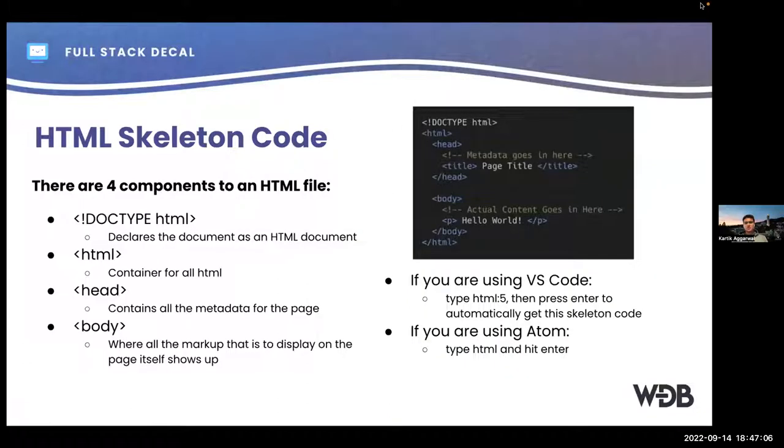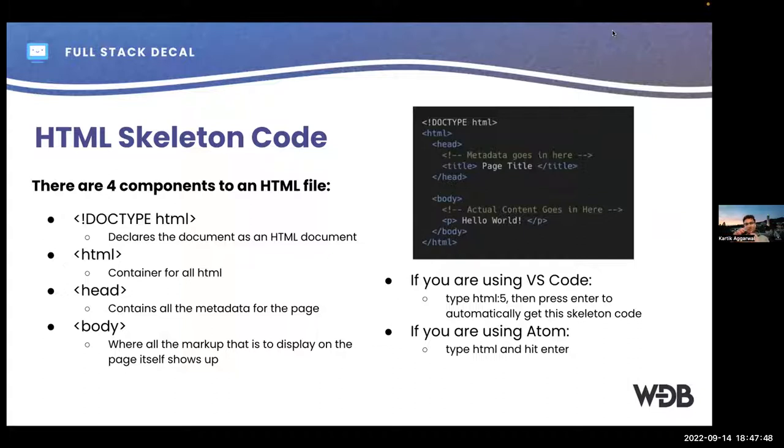Moving on, this is the basic HTML skeleton code, and it's mainly divided into four components. The first line is the doctype HTML. It just defines for the computer that this will be an HTML document, so that it can read it in that sense and actually deploy it as an HTML file. Then we have the HTML tag. We will get into what tags are, and these are four tags. The HTML tag is basically the biggest container, and it contains everything that would go in.